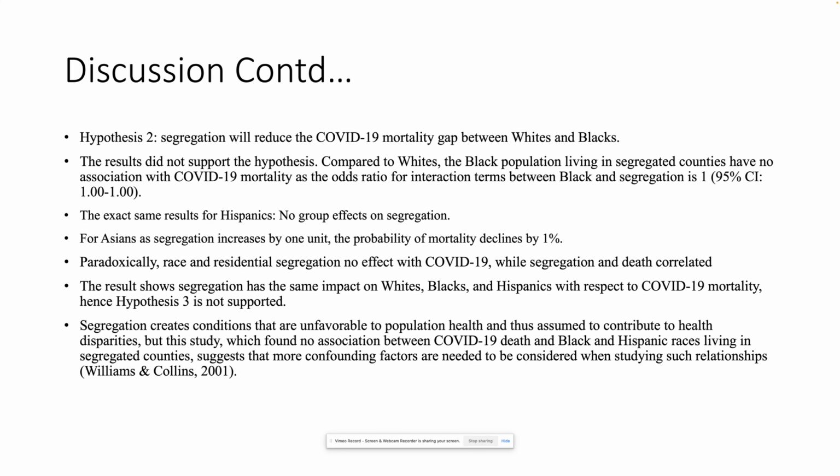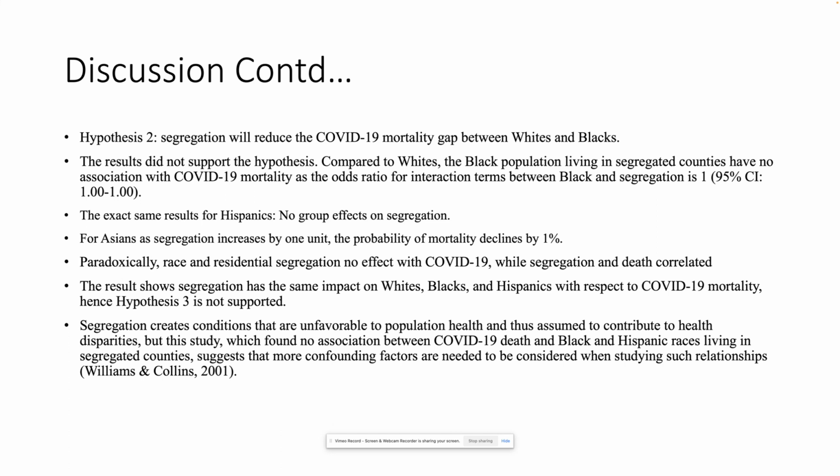So, hypothesis 2, segregation will reduce the COVID-19 mortality gap between whites and black. This was not supported because the odds ratio was 1. The exact same thing with the Hispanic, no group effect on segregation. But for Asians, as the segregation increases by 1 unit, the probability of mortality declines by 1%. And the results show segregation has the same impact on whites, blacks, and Hispanics with respect to COVID-19 mortality. Hence, hypothesis 3 is not supported.